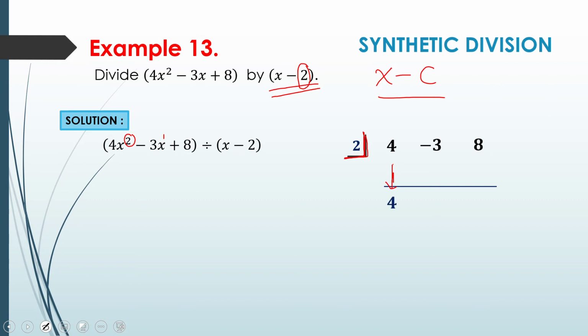So therefore 4. After you multiply, 4 times 2 will be 8. And then here you add. Minus 3 plus 8 will give you 5. The same thing, you multiply 5 times 2, it's 10, and then you add, this will give you 18. And then you will stop here because there's nothing left here, right? So that means this will be your remainder.